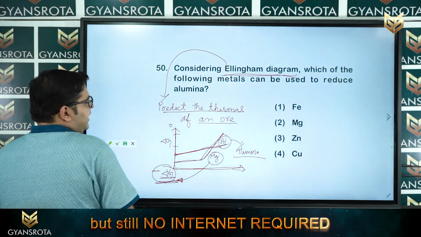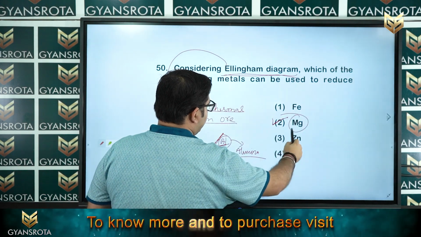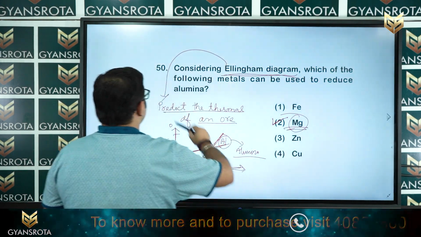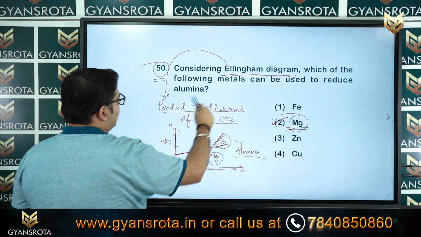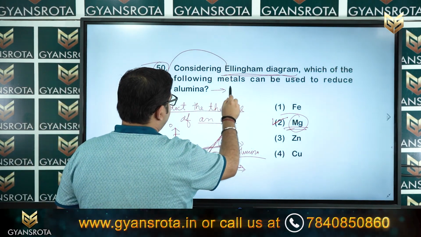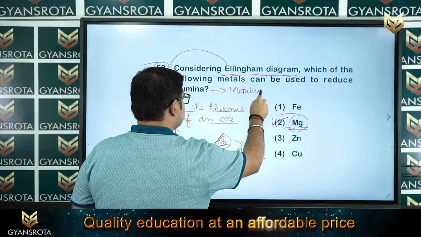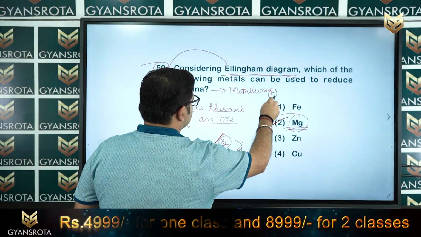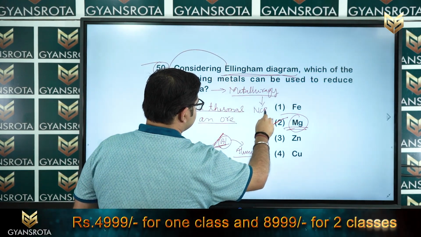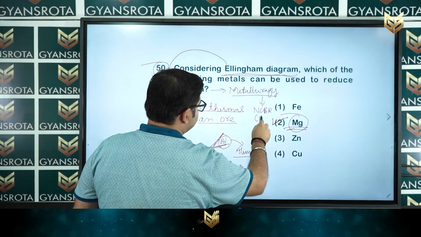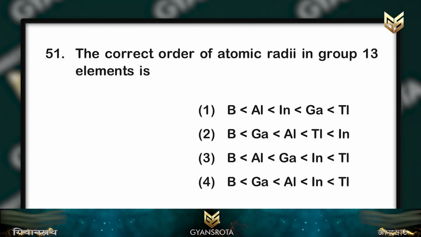Okay. So, in this, option number 2, because here magnesium is given, is the correct answer of question number 50, and this Ellingham diagram part is given in your metallurgy chapter, in your NCERT class 12. So, question number 51 is on the screen.